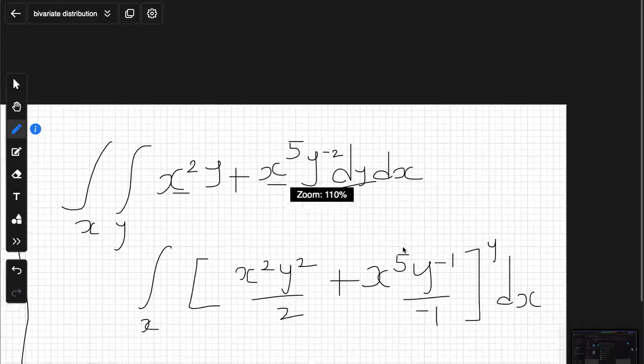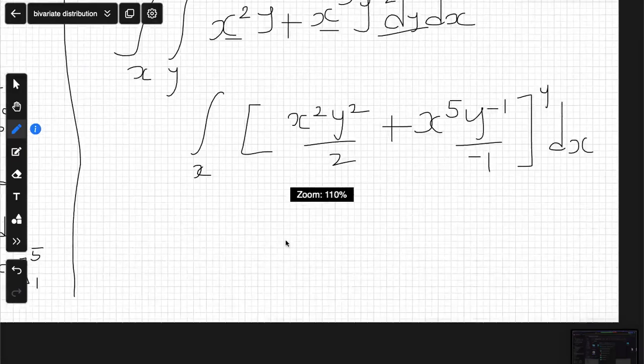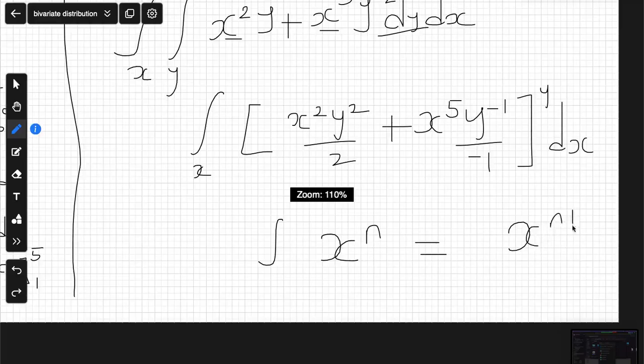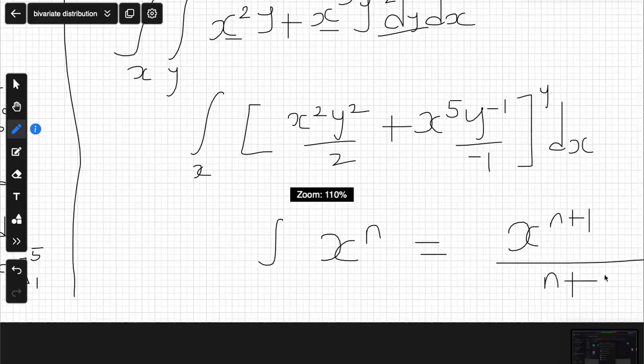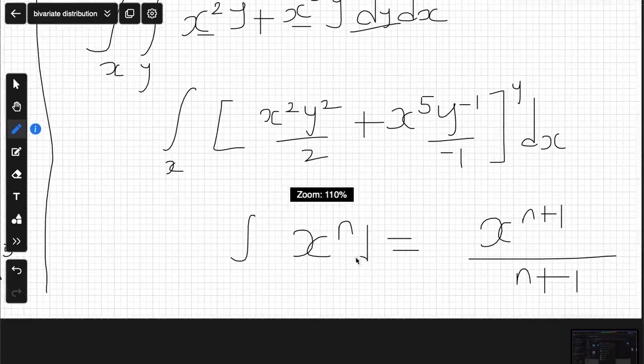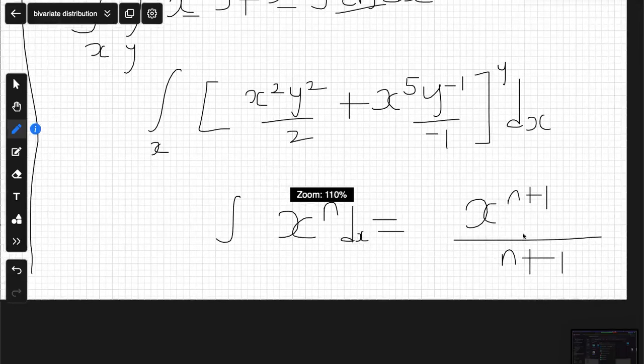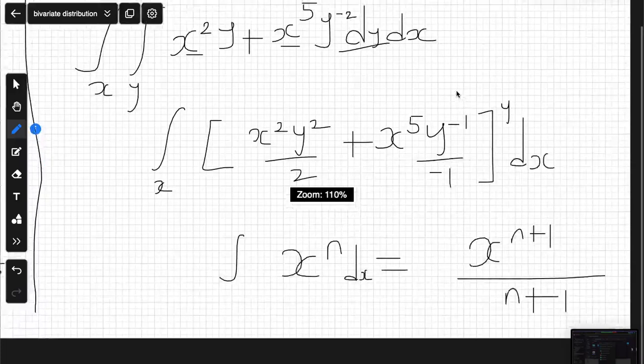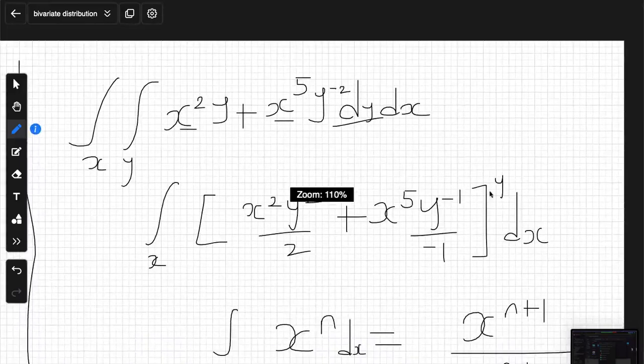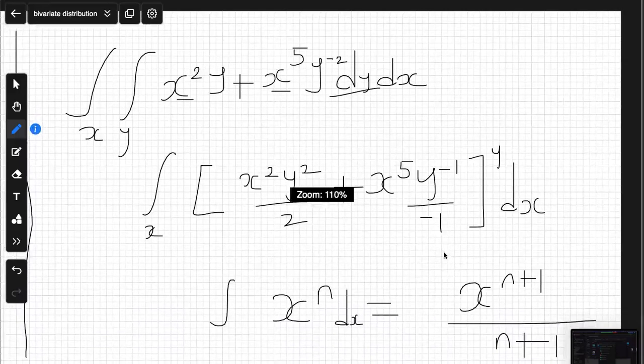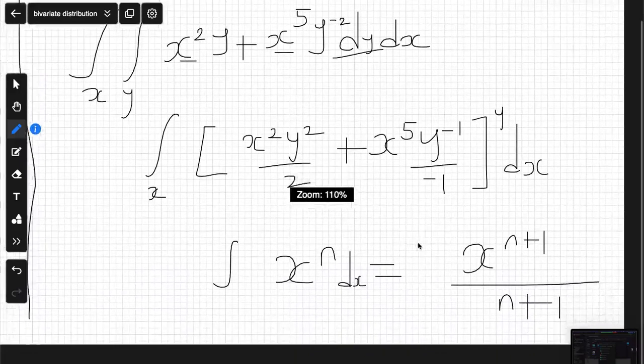Don't forget, your integral says integral of x raised to the power of n is equal to x raised to the power of n plus 1 over n plus 1. So don't forget that integral of x dx. So even if you have y, the same thing applies. Anything you are integrating. So that's why I could say minus 2 here plus 1 gives me minus 1 divided by minus 2 plus 1, which is also still minus 1. So that is how to go about it.